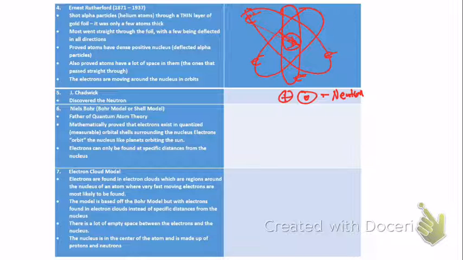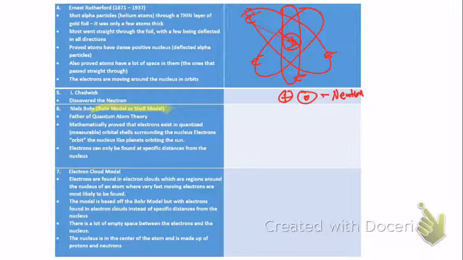So now we have to solve this problem of the electron crashing into the nucleus. Now, this is going to be rectified by a man named Niels Bohr. Niels Bohr is going to come along around 1913, 1920s, and is going to develop a new model. This is going to be known as the Bohr model or the shell model. Now, this new model is going to come around because of what is introduced as the quantum theory.